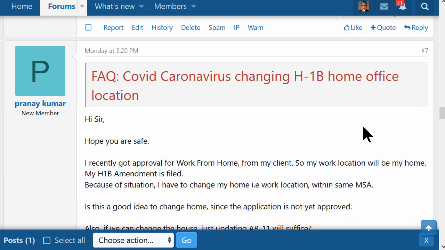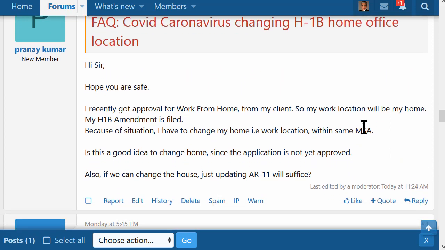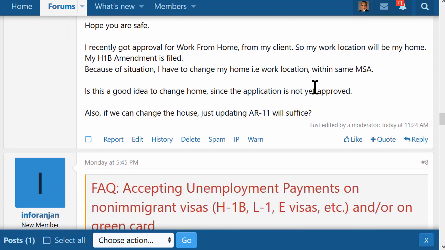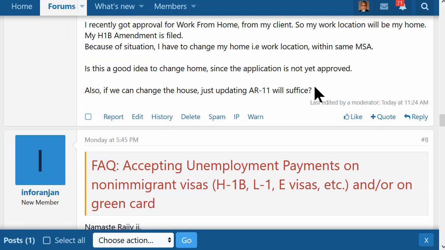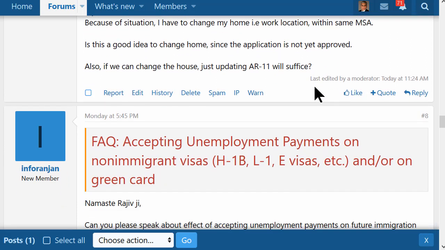Is it okay to change home office location while it's within the same area? The answer is sure, why not? It's the same area. I don't think there's a problem even if the application is not yet approved. Changing location of work within the same geographical area is not a problem. Do remember to file your AR-11s. You don't have to do anything extra. Some people would say that you should do LCA posting again, but LCA posting in your home location is silly.